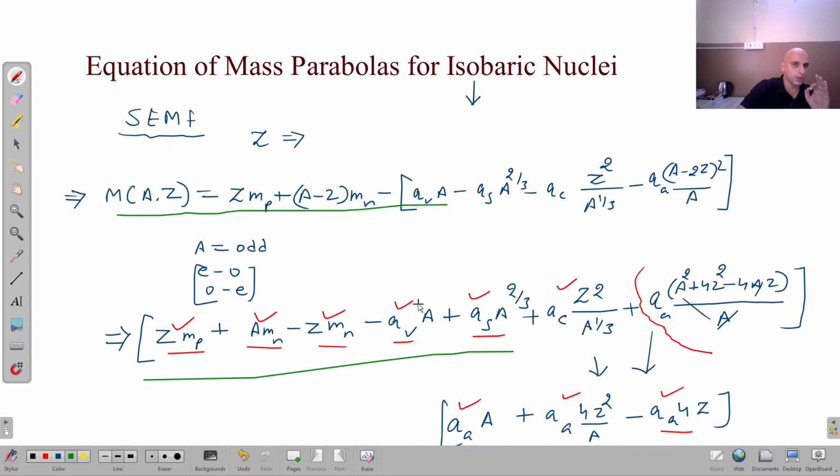Now this equation is representing the mass of the nucleus, right. So if we consider that A is fixed, constant, then there will be some value of Z for which M is a minimum. That Z is the charge or atomic number of the most stable isobar. But the condition is A should be fixed.